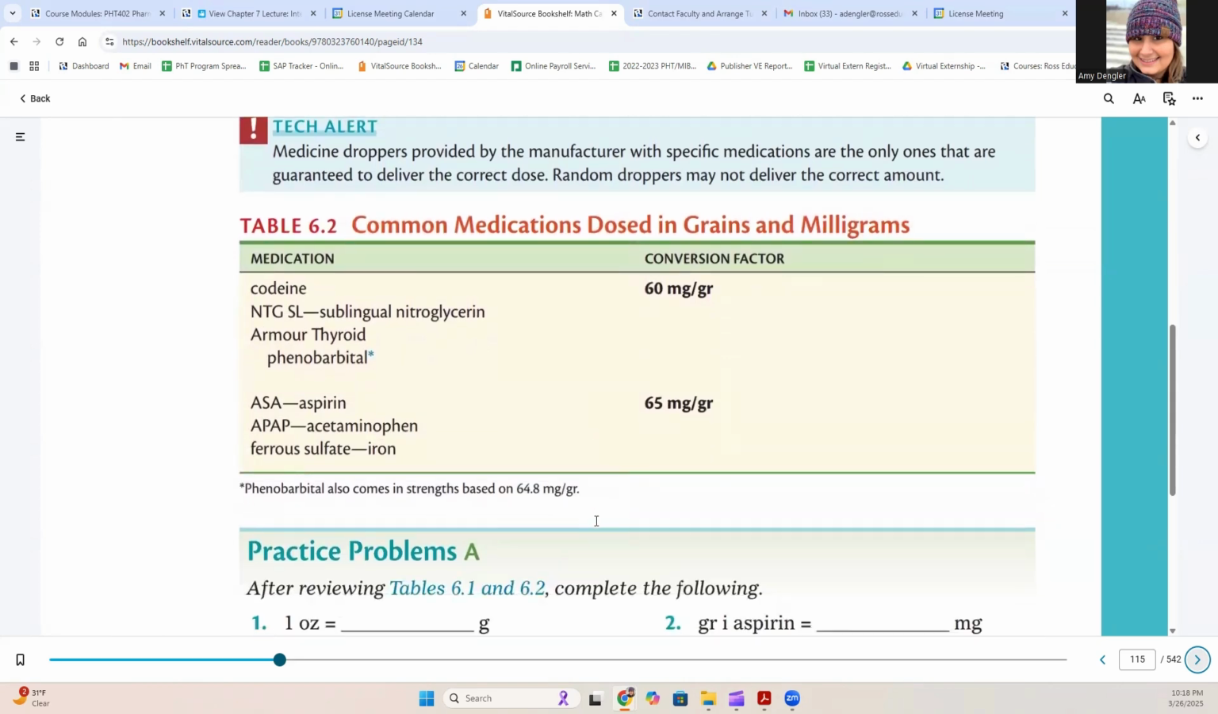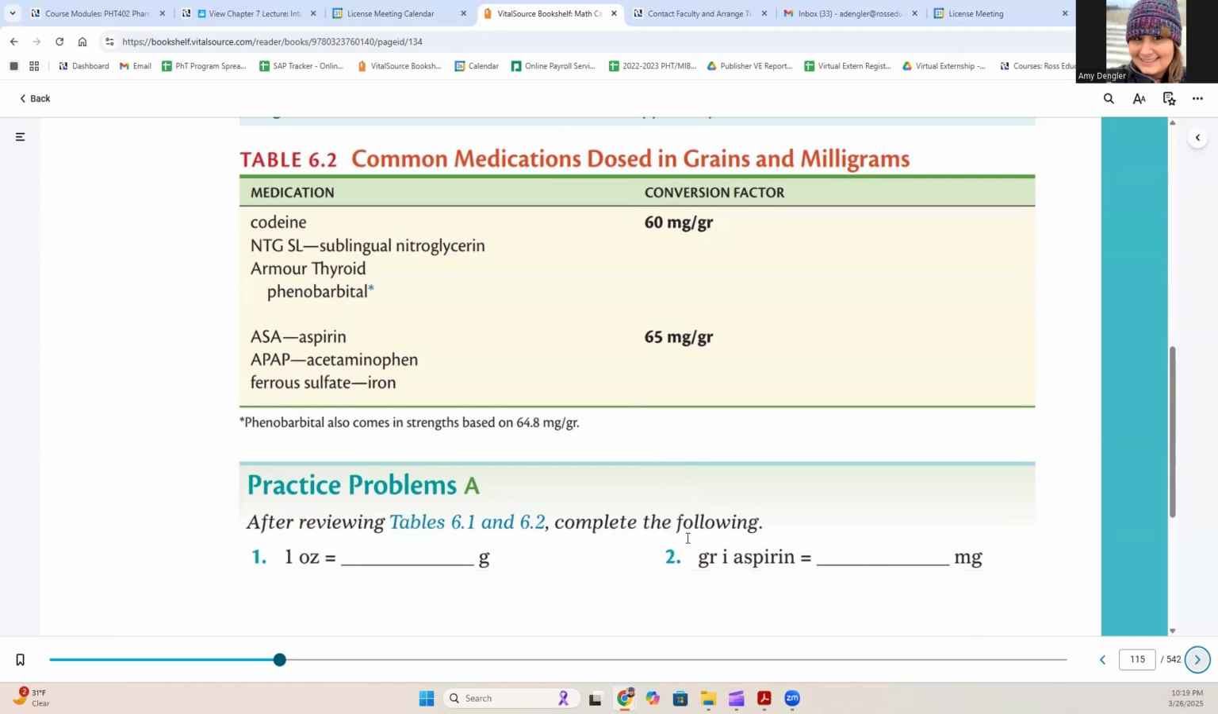So Table 6.2 shows common medications dosed in grains and milligrams. We have codeine, nitroglycerin sublingual, Armour thyroid, and phenobarbital. Those are all dosed with a conversion factor of 60 milligrams equal to 1 grain. And then aspirin, acetaminophen, and ferrous sulfate, which is iron, are dosed at 65 milligrams per grain. Phenobarbital also comes in strengths based on 64.8 milligrams per grain. So you'll also see that on the conversion sheet.